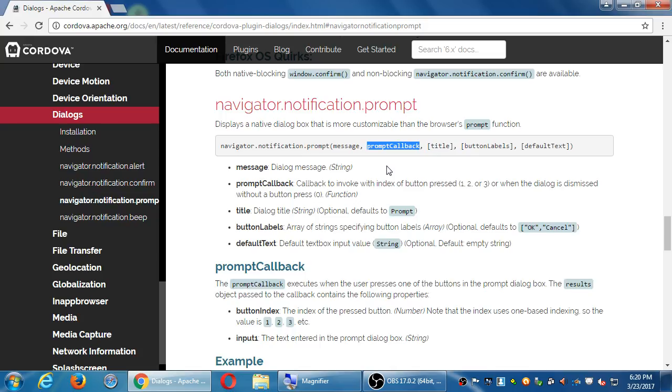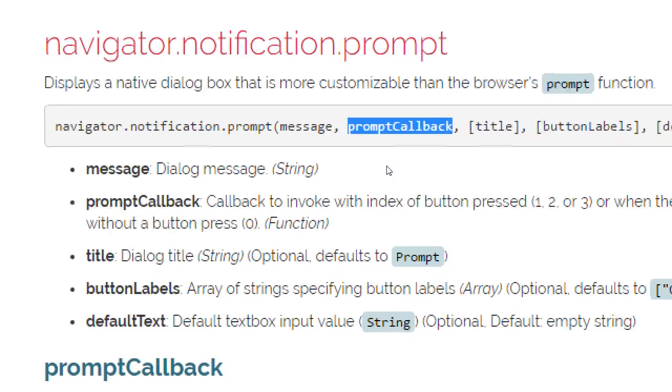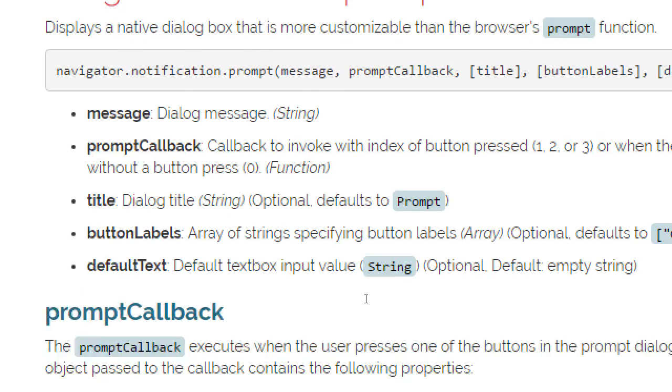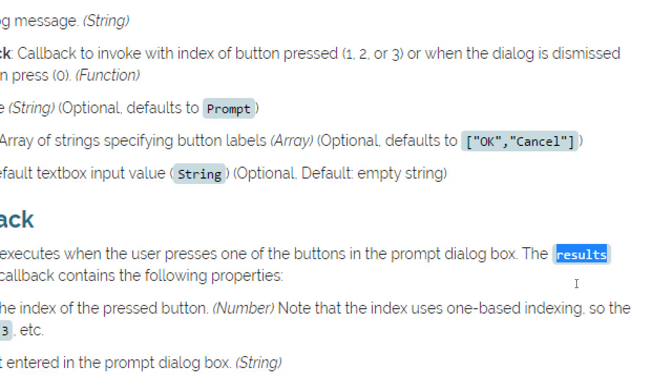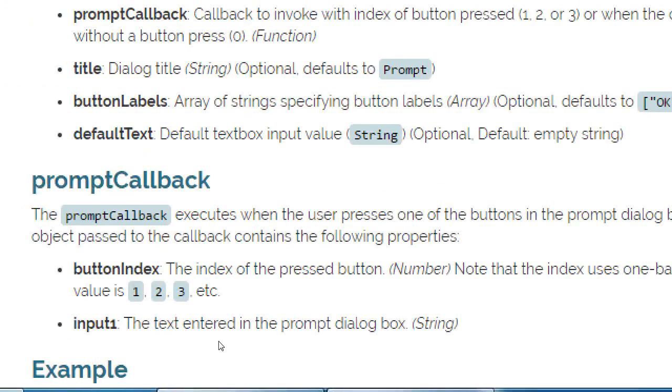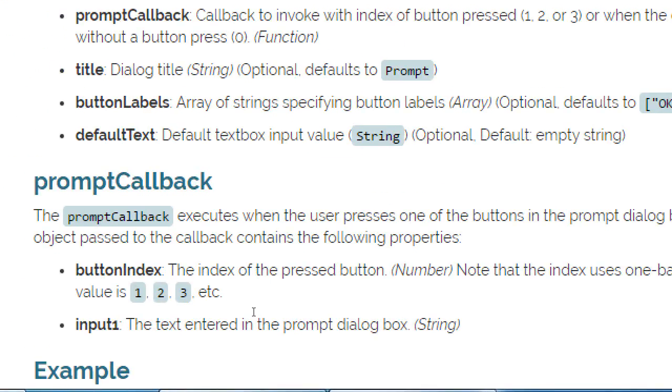So the prompt callback executes when the user presses one of the buttons in the box. The results object passed to the callback contains the following properties. So the data that automatically gets passed to the callback function is going to have an object called results. And results is going to be an object with a few properties: buttonIndex and input1. The index of the pressed button.